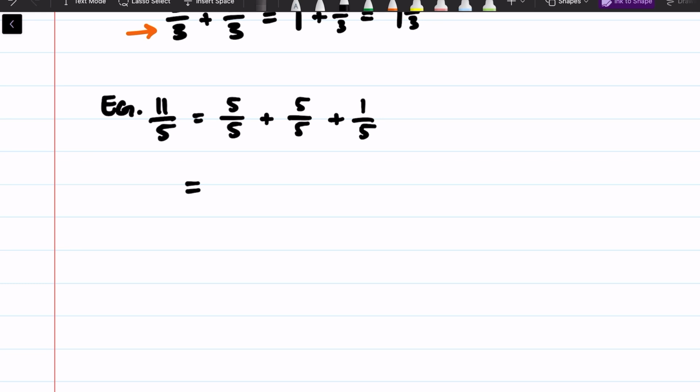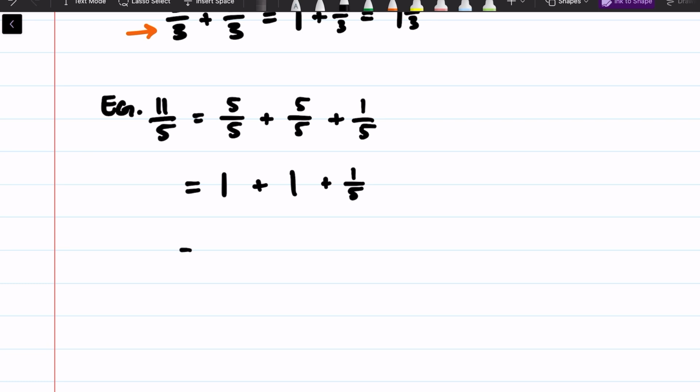So you see that on the top, 5 over 5 is equal to the whole number 1. So I could write that down. Now, next to it, I also have another 1 because it's another 5 over 5. Now, the 1 over 5, I can't really do much with it, so I'm going to leave it there. I'm going to write 1 over 5.